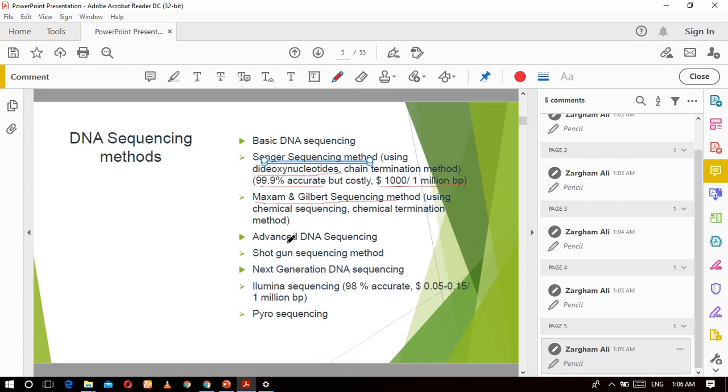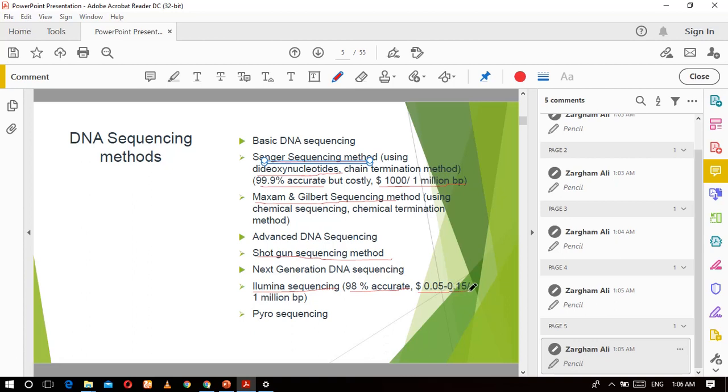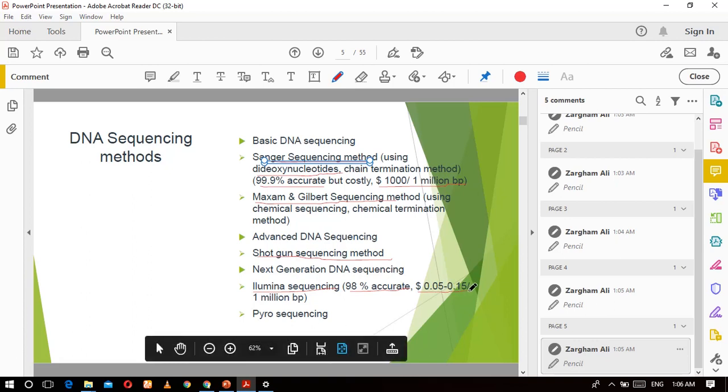Some advanced DNA sequencing methods include short DNA sequencing, and the next generation DNA sequencing includes Illumina sequencing. Illumina sequencing accuracy is very high, about 98%. Not only is its accuracy high, but it is also very cheap, which is 0.05 to 0.15 cents per 1 million base pairs. And last but not the least is pyrosequencing.